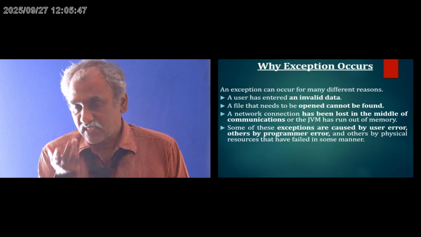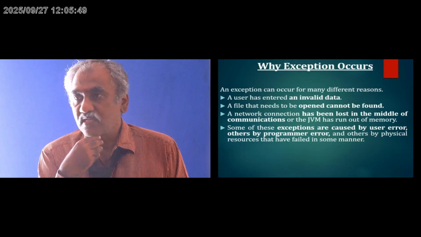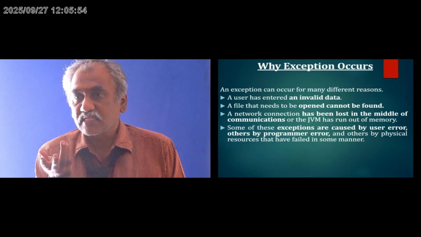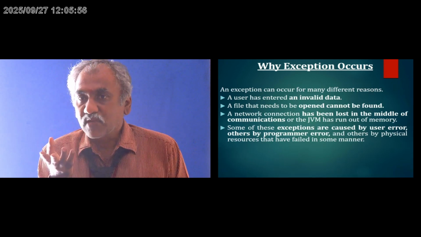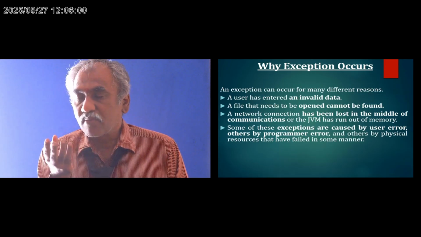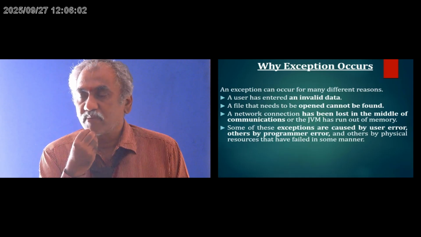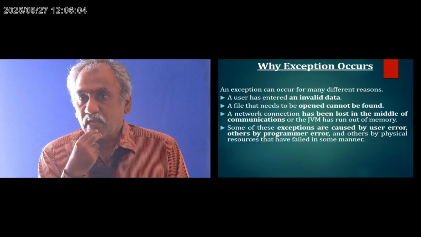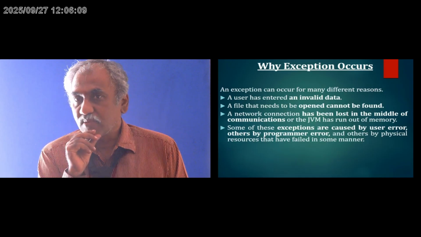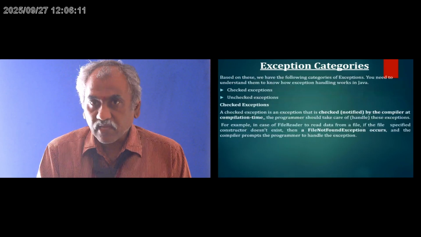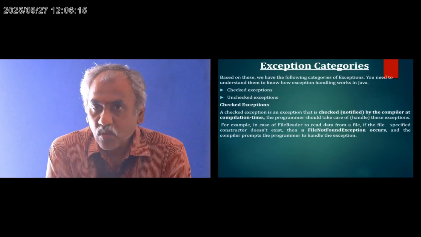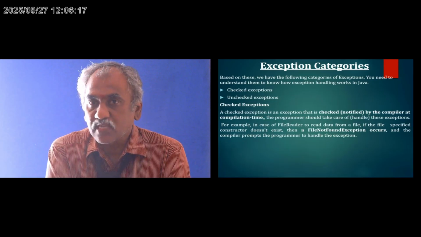In a network connection, when we are using a socket application program, in the case of TCP or UDP, a network connection may be lost in the middle of the communication. Or maybe the JVM, Java Virtual Machine, may run out of memory. Some of the exceptions are caused by user errors, others by program errors, right? And what are the exception categories? There are two types of exception categories: one is the checked exception and the second one is the unchecked exception.